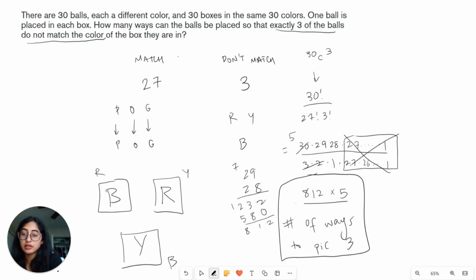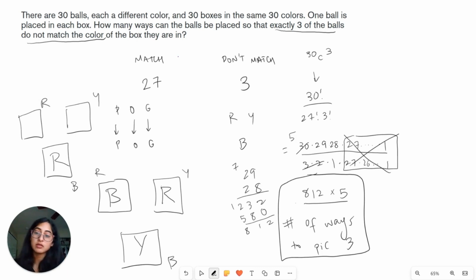So let's see what happens if you put that red ball in the blue box instead of the yellow box. Okay, so we put the red ball here. Now that yellow ball has to go in the red box, and therefore the blue ball has to go in the yellow box. So there are only two places to choose where to put that red ball, and once you put it, everything else is fixed. And so you'll find that these two are the only possible ways to rearrange all these three balls so that they don't match the color of the boxes they're in.